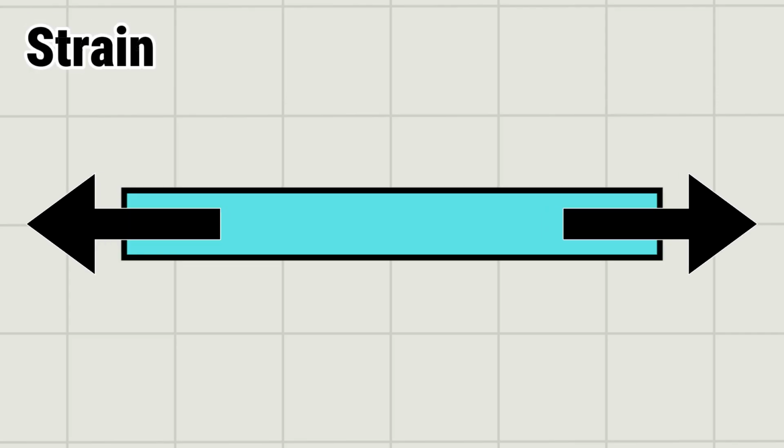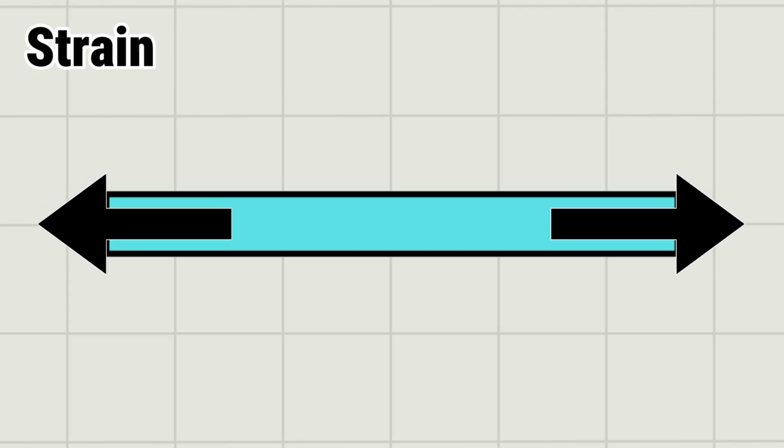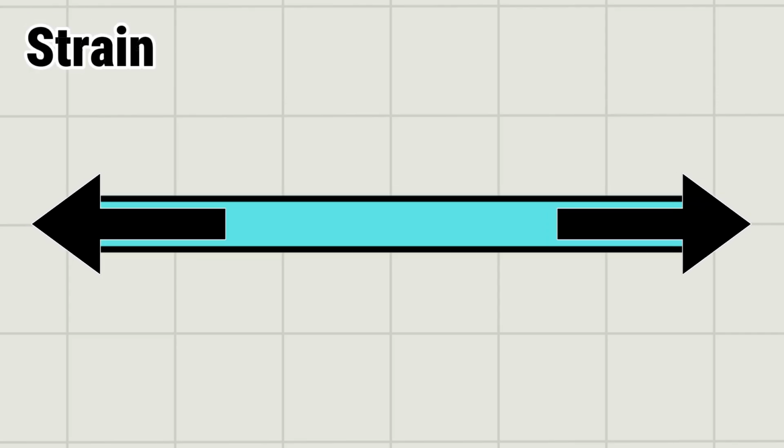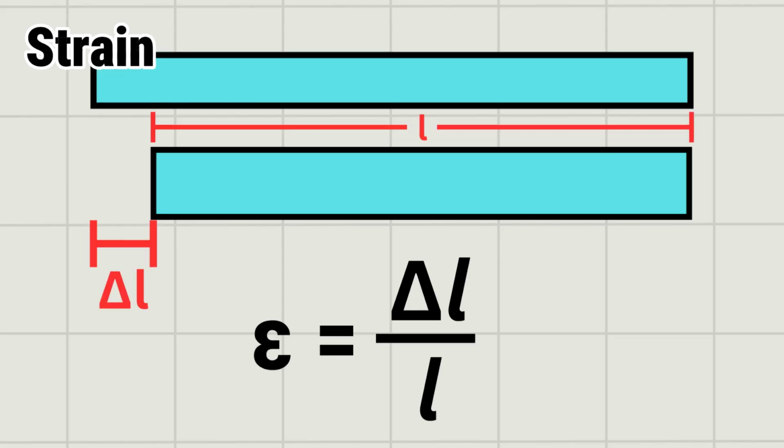Strain, on the other hand, is geometric. It is the measure of how much that material deforms. It's the change in length divided by the original length. Basically, it's a percentage of stretch.